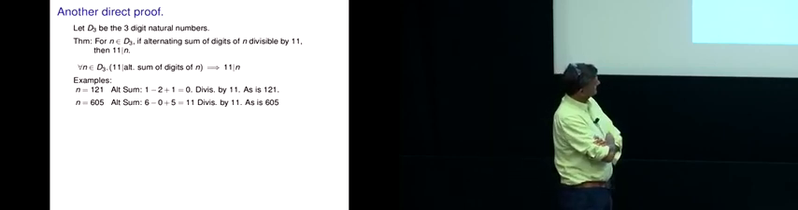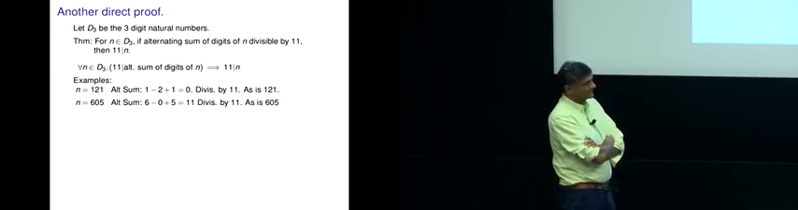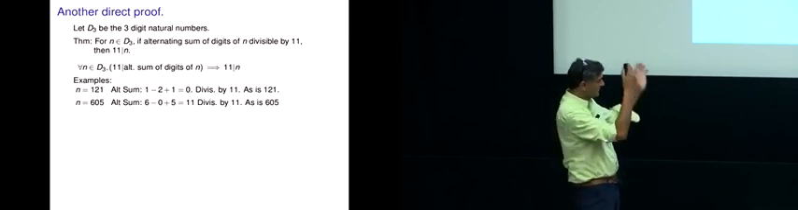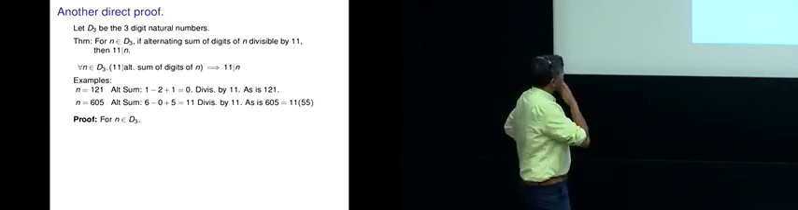And 121 is also divisible by 11, right? 121 is 11 squared. Okay, 605. 6 minus 0 plus 5 is 11, so it's divisible by 11. And 605 is divisible by 11. Is that easy to see? 11 times 600? No. 11 times 60? What is that? I don't know. It's divisible by 11. So, 55. There it is. Okay, so now let's prove this theorem.